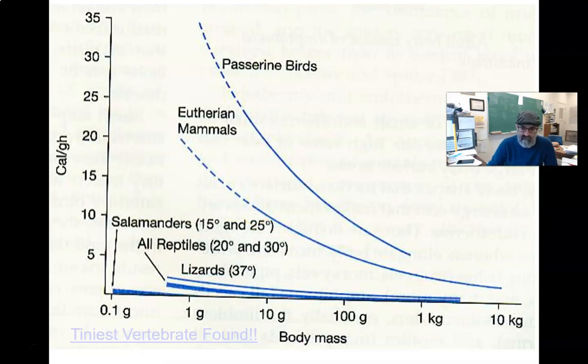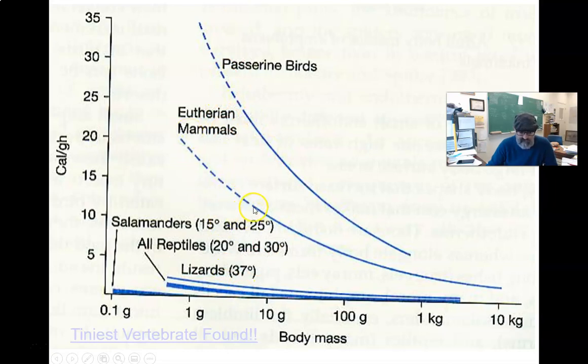So a 10-gram eutherian mammal burns 10 calories per gram hour. A lizard burns maybe 10 times fewer. So the metabolism is a tenth of a given mammal, and even a 20th of the metabolism of a bird. Okay, that's why you don't need to feed snakes and lizards very much. They have very low metabolism. And what else do we see here too? There's lots of stuff on this figure.